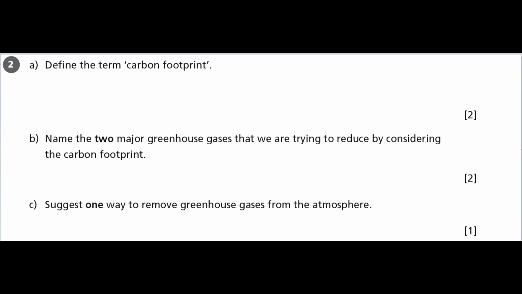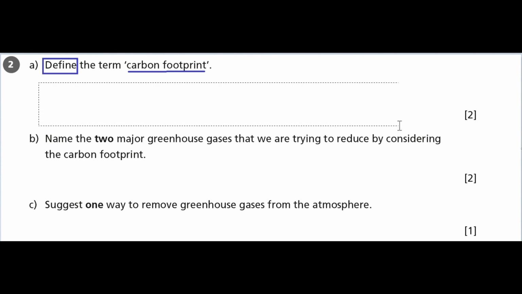Let's read the question together. Part A. Define the term carbon footprint. So what's the command word? The command word is define. And we're looking to define the phrase carbon footprint. So what is the carbon footprint?